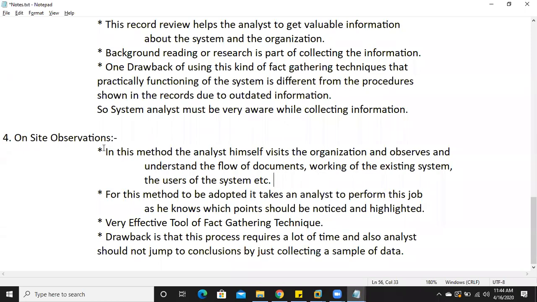So we were discussing the on-site observation, as we already have some points, as my voice was not here due to some network issues. So let me repeat this one.